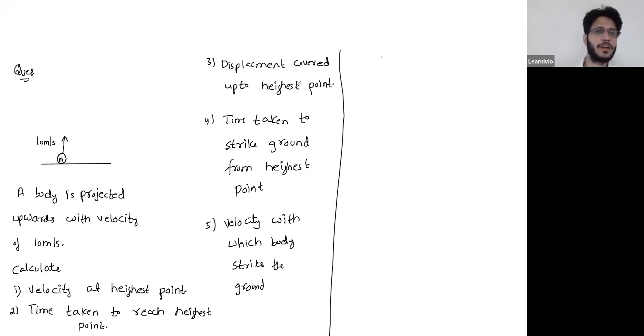Let's solve this numerical together. So what is the initial velocity with which body is projected? This body is projected with a velocity of 10. Its initial velocity is 10 meter per second. So its initial velocity u is plus 10 meter per second.